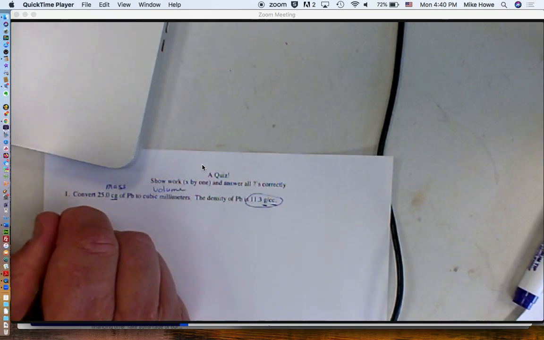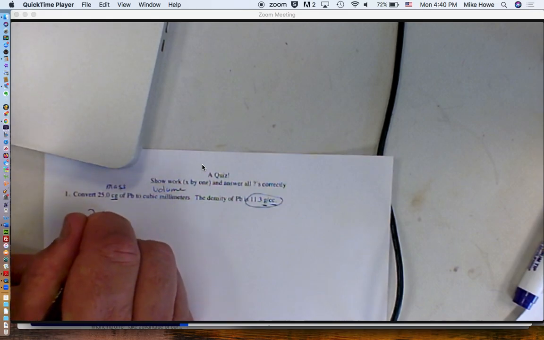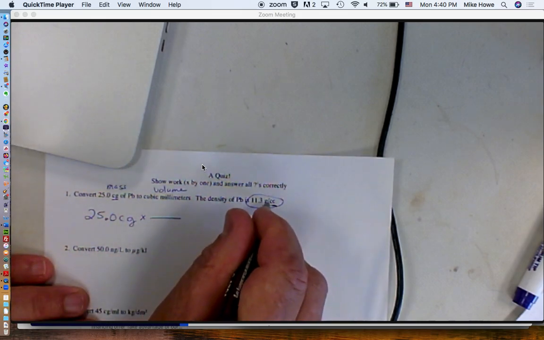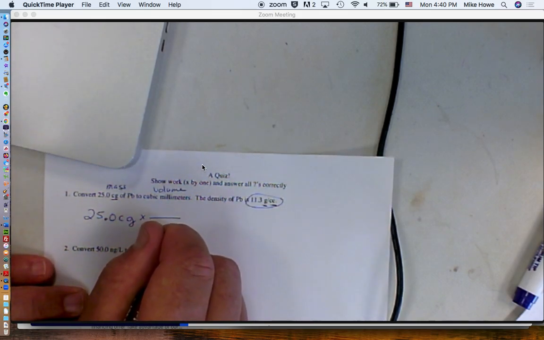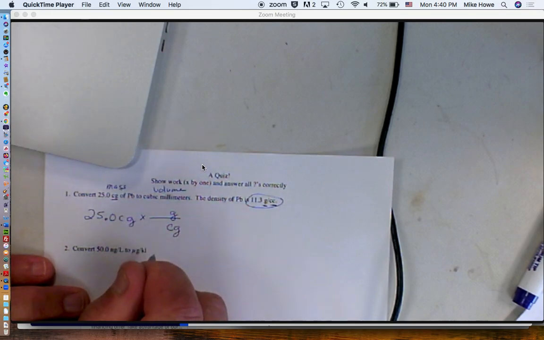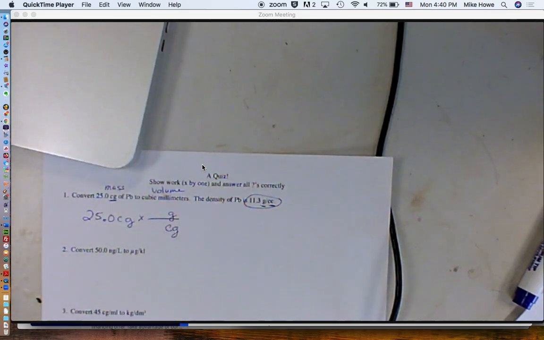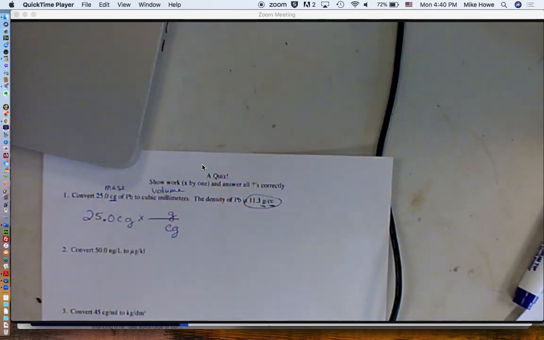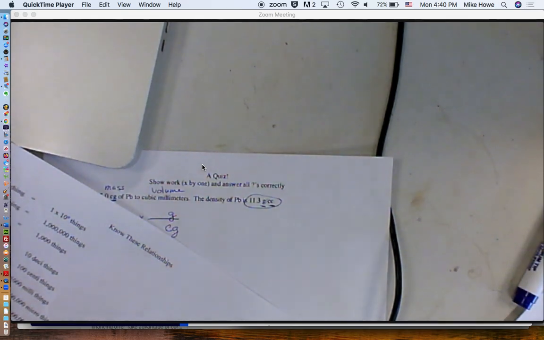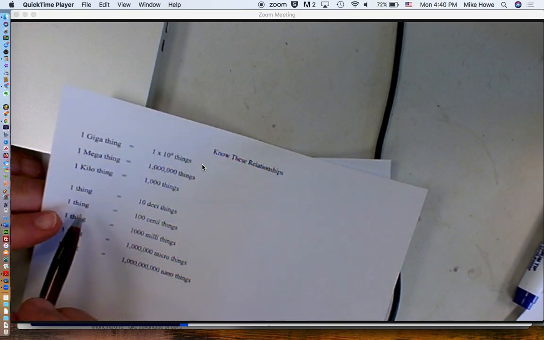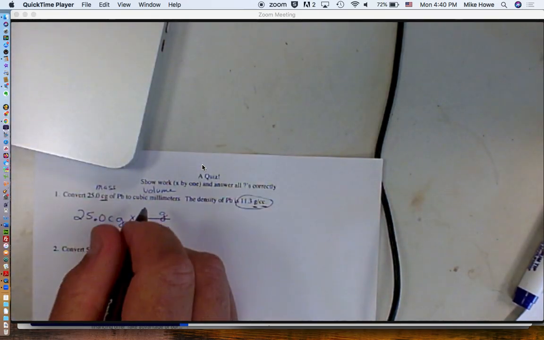So we take our 25 centigrams. I'll put 25.0 because what it said is 3 significant digits. We're going to change centigrams to grams so that we can use the conversion. So we'll put centigrams here, we'll put grams here. Then we'd have to look at our things list, which tells us the relationships, and these relationships need to become a part of your body of knowledge, but right now we can see that one thing is 100 centithings, so 1 gram is 100 centigrams.